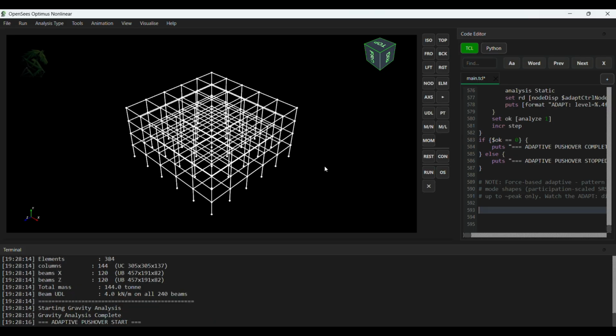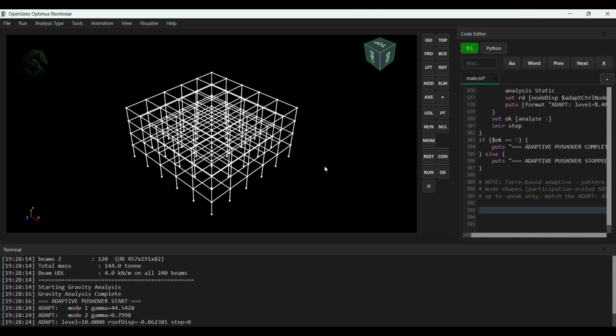This method prints diagnostic output at every update: current base shear level, each included mode's participation factor, and roof displacement. Watching the terminal while an adaptive pushover runs is the way to confirm the pattern is evolving sensibly, not just waiting for the run to finish.